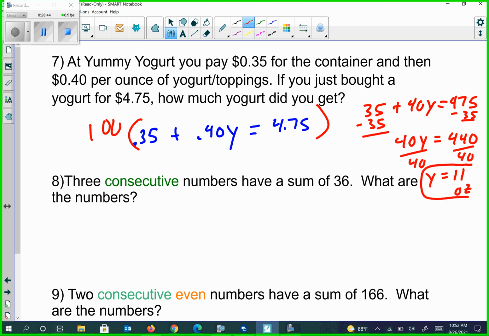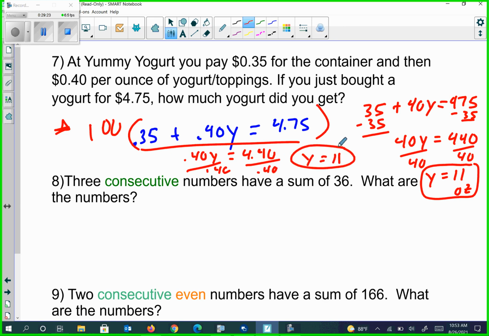So I showed it one way where I got rid of the decimals. Sometimes it's nice to get rid of decimals because sometimes you ignore that 3rd, 4th or 5th grade knowledge of you have to line up your decimals. Why? Well, because it's kind of important. If you choose to do it this way, you're going to get the same exact answer as if you subtracted 0.35 from both sides. If I took my original problem, took 0.35 away and divided by 0.40 on both sides, you still get y equals 11. So it's your choice. Again, I'm just trying to give you some alternatives to think about.